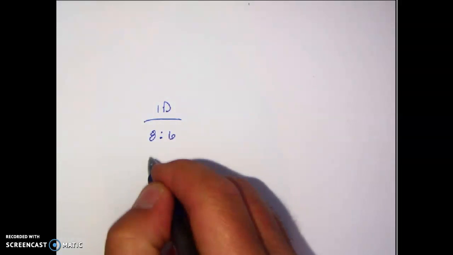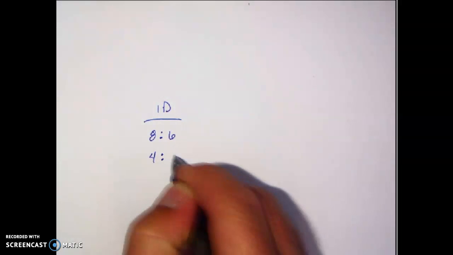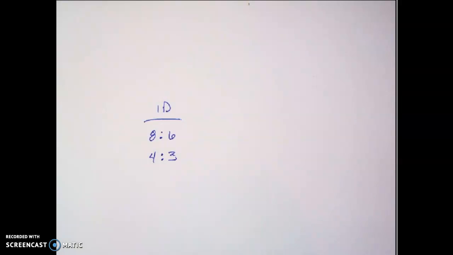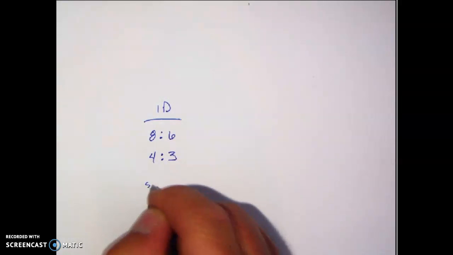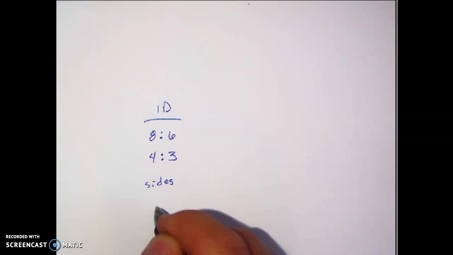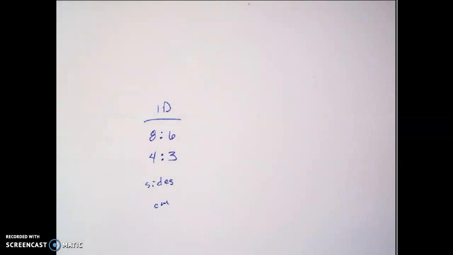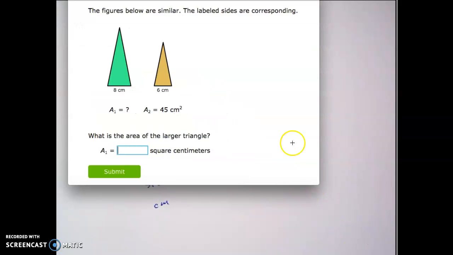Or we could reduce that. Both of those are divisible by 2. We could talk about our one-dimensional ratio, because we're talking about sides of a triangle, and notice the label is in centimeters. That would be our 1D ratio. But then we are asked to find the area of the larger triangle.